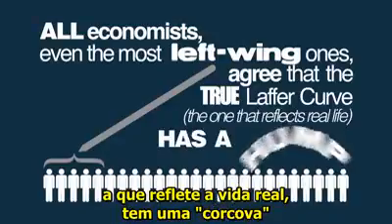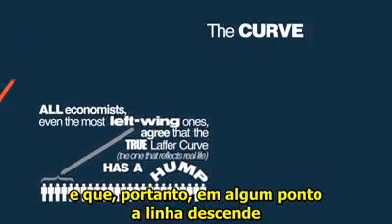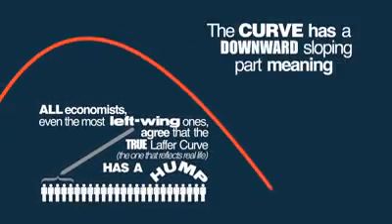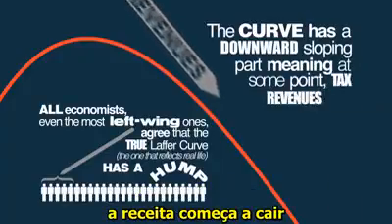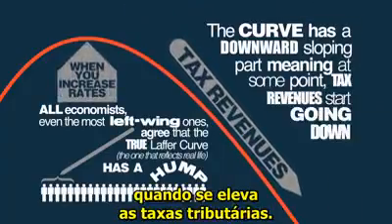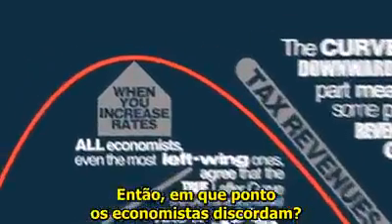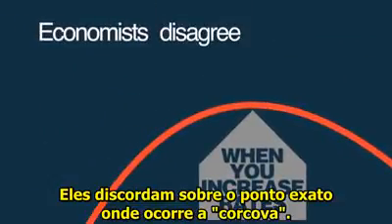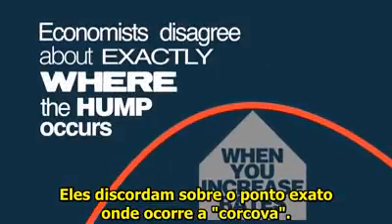All economists, even the most left-wing ones, agree that the true Laffer curve, the one that reflects real life, has a hump. Now, therefore, the curve has a downward sloping part, meaning at some point, tax revenues start going down when you increase rates. So where then do economists disagree? They disagree about exactly where the hump occurs.